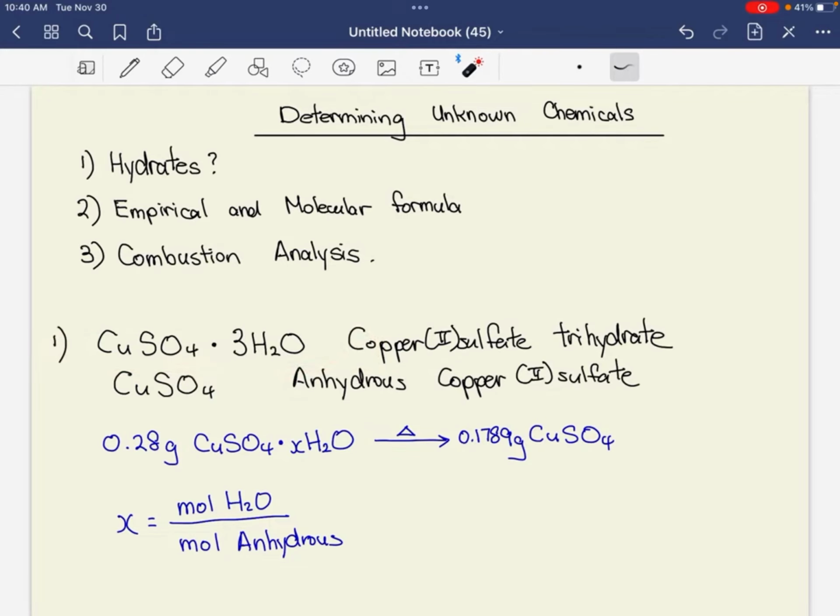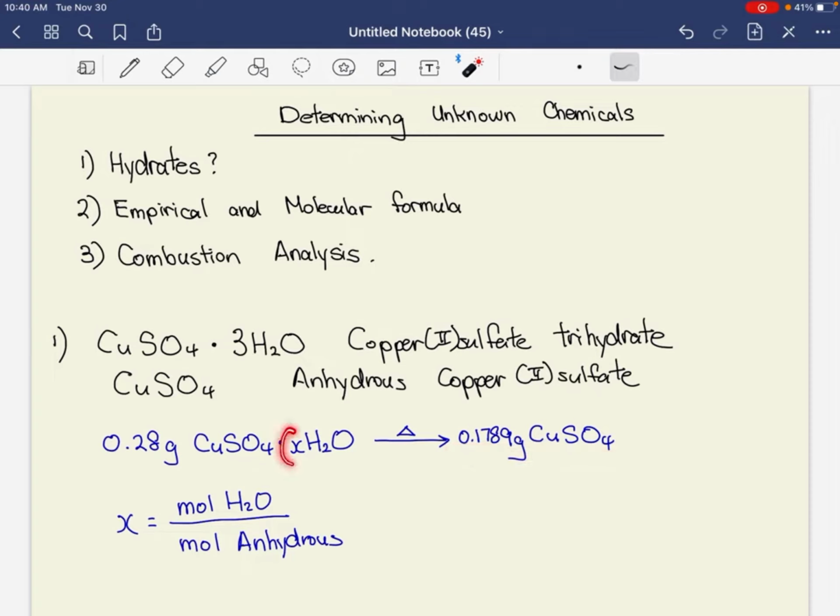That for every mole of copper sulfate, it's hooked up to 3 moles of water. That's what it is. So the mole ratio here is 1 to 3. These are experimental values that you actually did. You took 0.28 grams of copper 2 sulfate, something hydrate. You heated it up. You evaporated the water out of this, because what you have left is this amount of copper 2 sulfate.